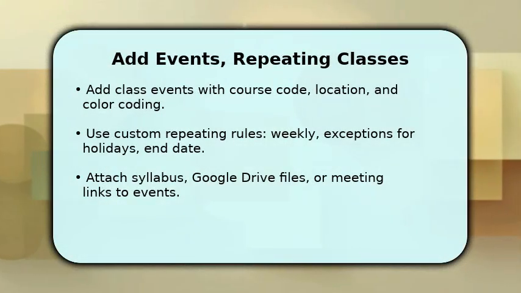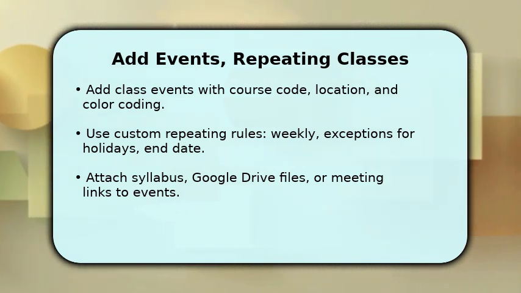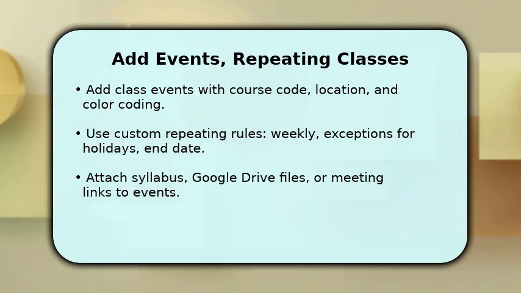You now add events for every class and important deadline, using course codes and locations for quick scanning. Once done, set repeating rules, weekly with an end date, and add exceptions for holidays so the pattern stays accurate. Make sure to color code by course to visually separate items.